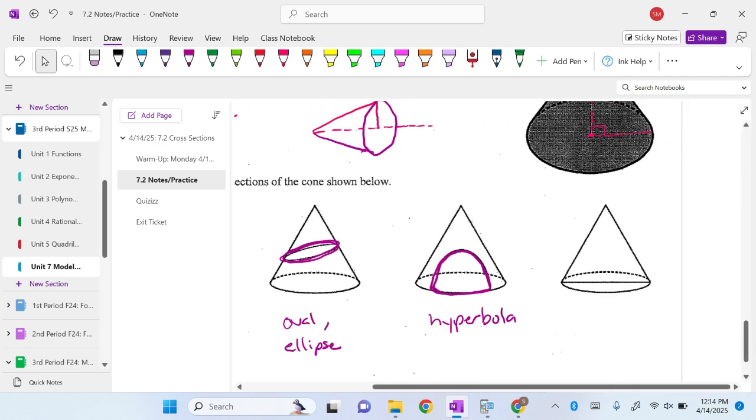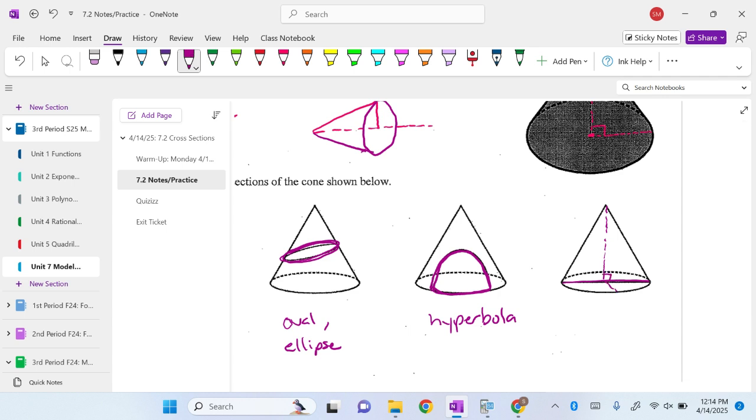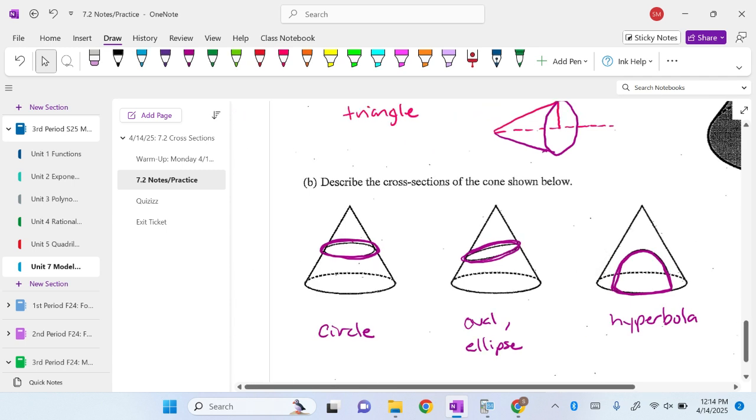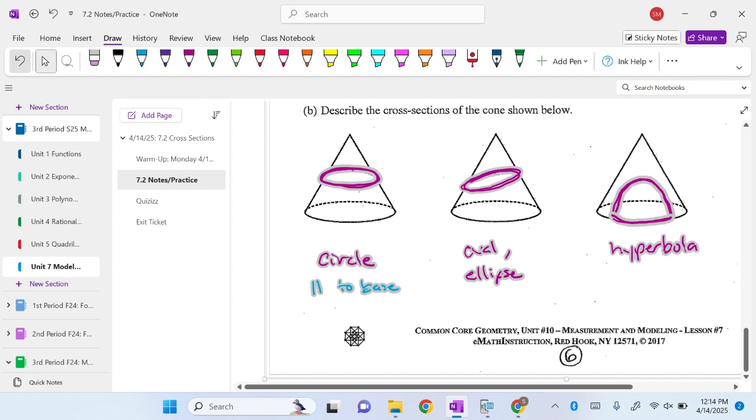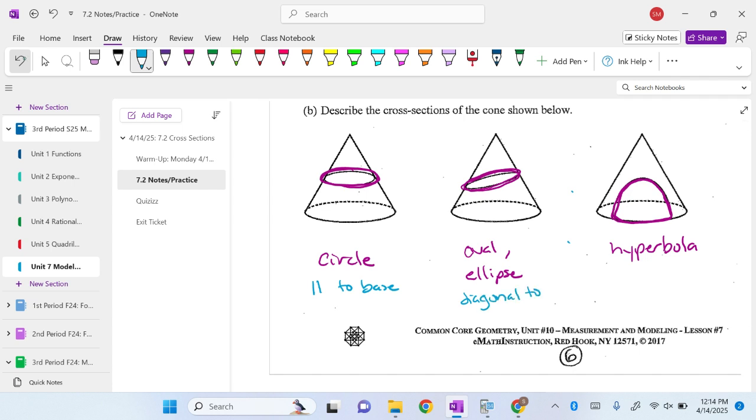Now, if I cut completely down the middle and it's perpendicular to the base, meaning that would be a right angle, what shape would it form? A triangle. So this one is when it's parallel to the base. This one is diagonal to the base.